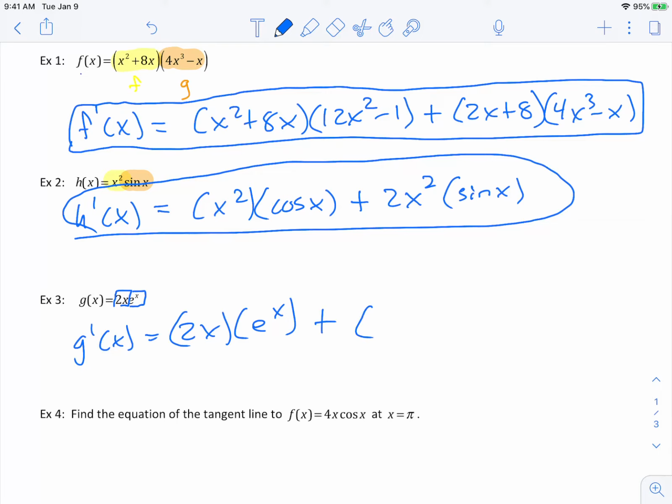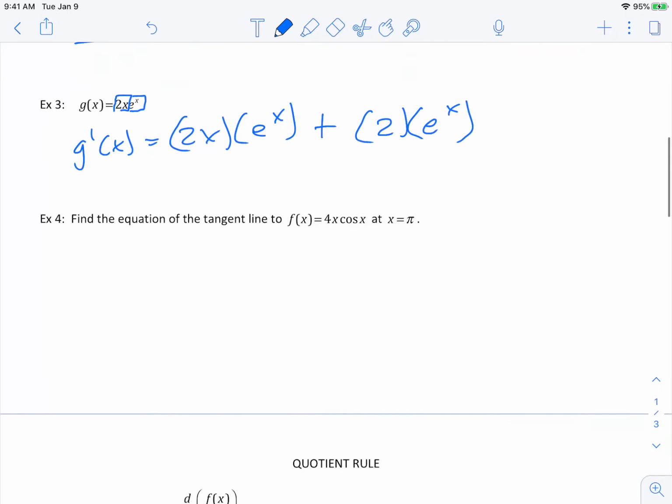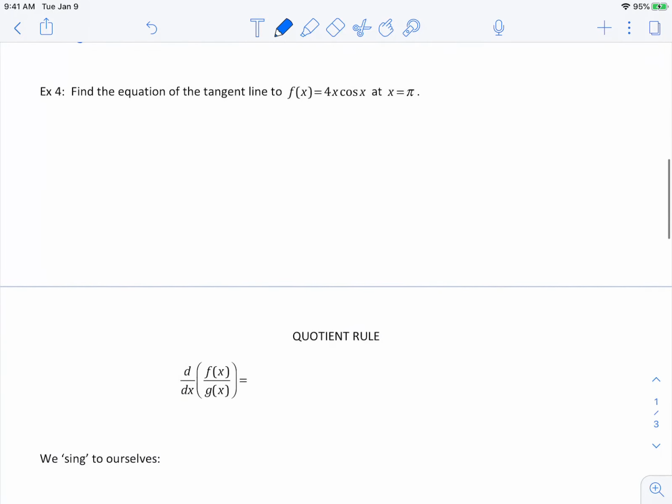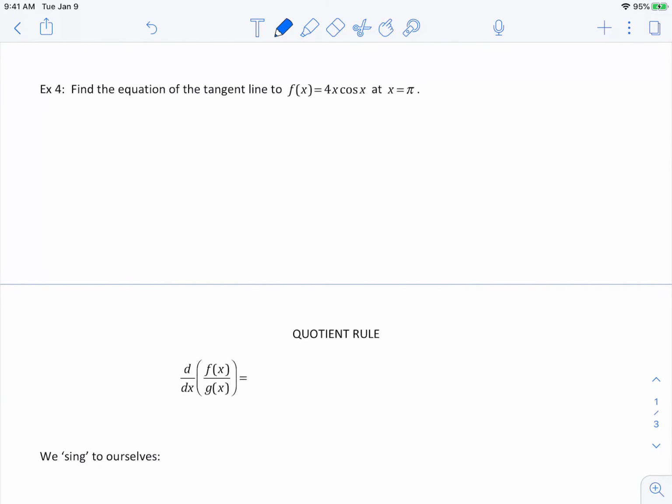Now we take the derivative of the first one, so that's going to be 2. And again, second one is just e to the x, so there you go. All right, let's go on to example 4. Now let's see if we can apply this new knowledge to find another tangent line equation.